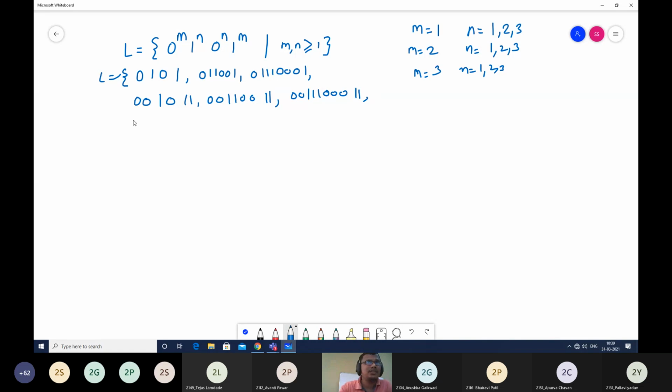If my value of m is 3, then what will happen? I'll have 3 zeros outside and 3 ones outside. Inside, the first value of n will be 1. If the value of n is 1, I'll have 1 0 inside, then 3 zeros and 3 ones. Value of n is 2, so I'll have 2 ones and 2 zeros inside, and 3 zeros and 3 ones. And I have the value of n also as 3, so I'll have 3 ones and 3 zeros inside.